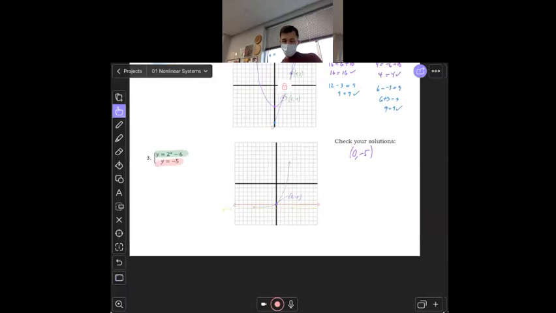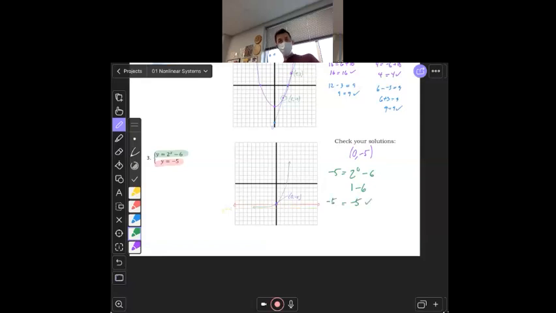So y equals, all right, so starting off with my y values, that's -5, equals 2 to the 0 minus 6. 2 to the 0 is 1. Anything to the 0 power is 1. So 1 minus 6 is -5, which equals -5.